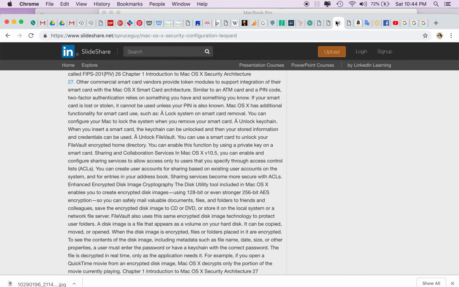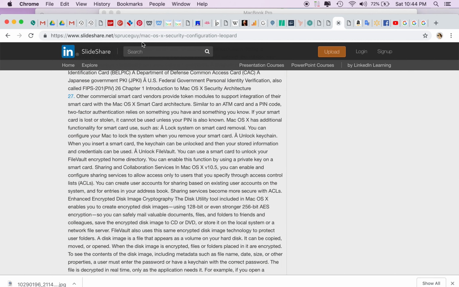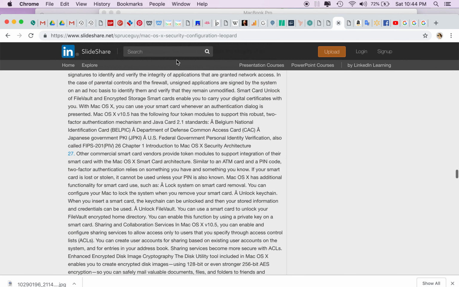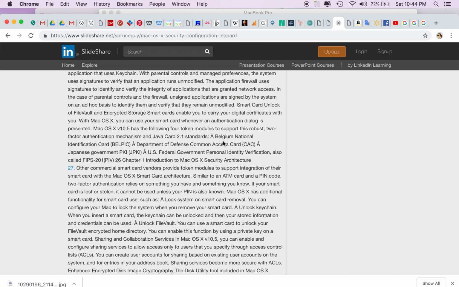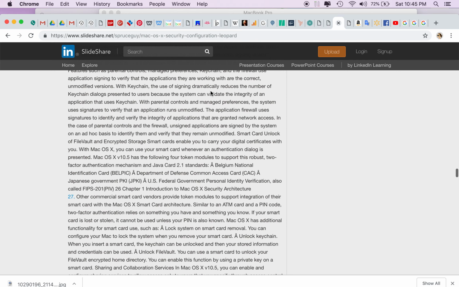Okay. Here we go. All right, so I look it up, and I find this article right here about Mac OS X security configuration in Leopard. And I find out here that a Belgium National Identification Card or a Department of Defense Common Access Card, CAC, both of these were recently put in my computer. And then there's the Japanese government, which is PKI, which I believe was in there also. And so apparently you need those to be able to access the keychain.